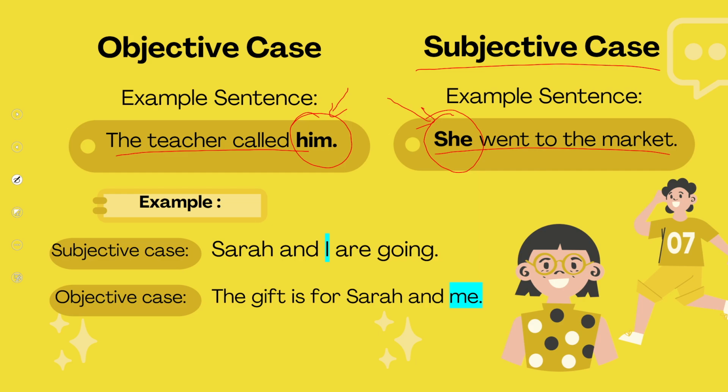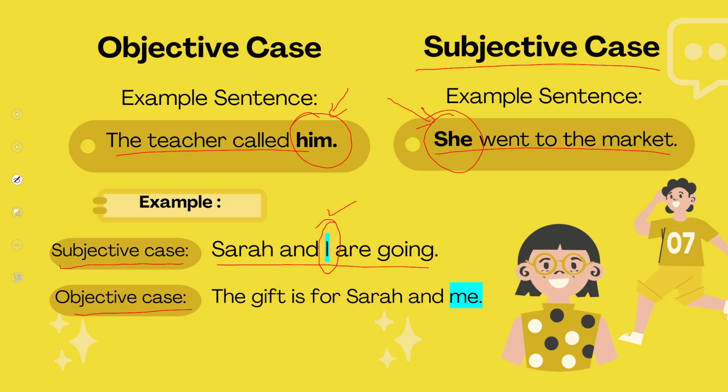Now let's read another example in the subjective case where we have to replace the subject with a personal pronoun or subject pronoun: Sarah and I are going. Now, here we replaced the writer of the sentence's name with I. So now this is also a personal pronoun and it's a subject. So in the subjective case, we use this personal pronoun.